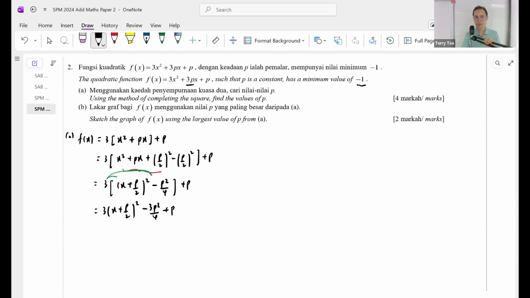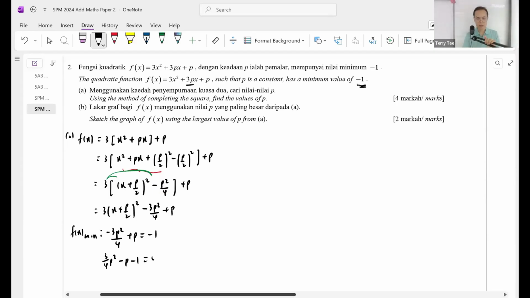They say the minimum value is -1. You can see from here, your minimum is the one outside the bracket, which is minus 3p squared over 4 plus p, and the result must equal to -1 that is given over here, right? Our job is to solve this quadratic equation. So for me, I will bring everything to the right first. 3 over 4 p squared minus p minus 1 equals 0. You can multiply everybody by 4, get rid of your fraction. 3p squared minus 4p minus 4 equals 0. We can double bracket, factorize, solve for p.